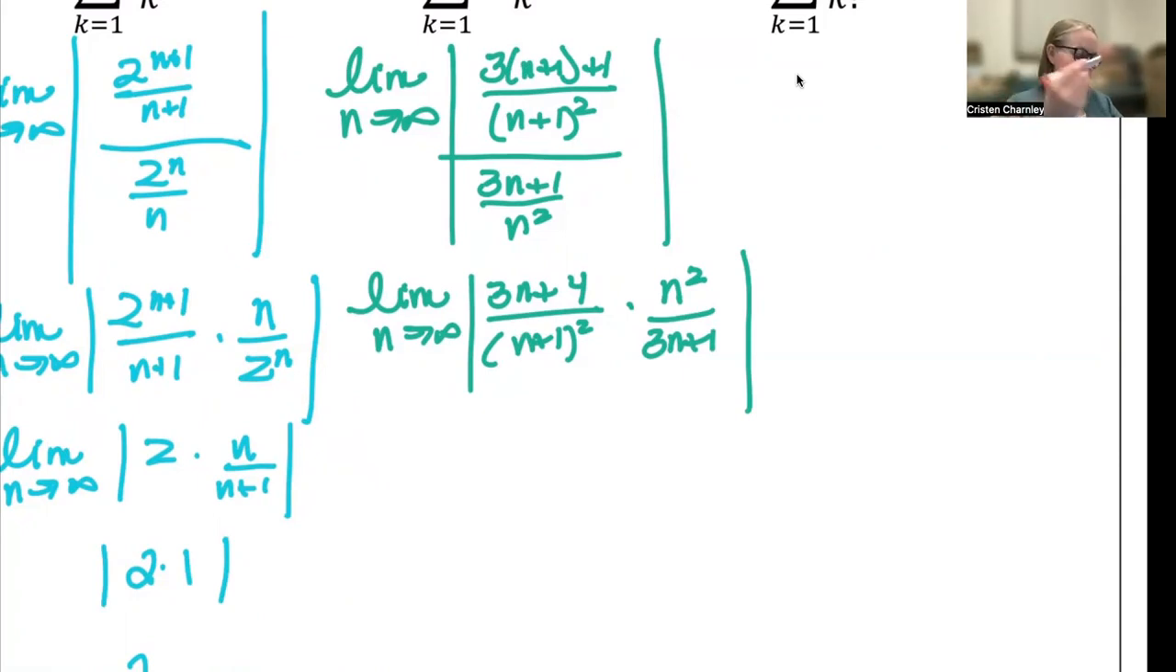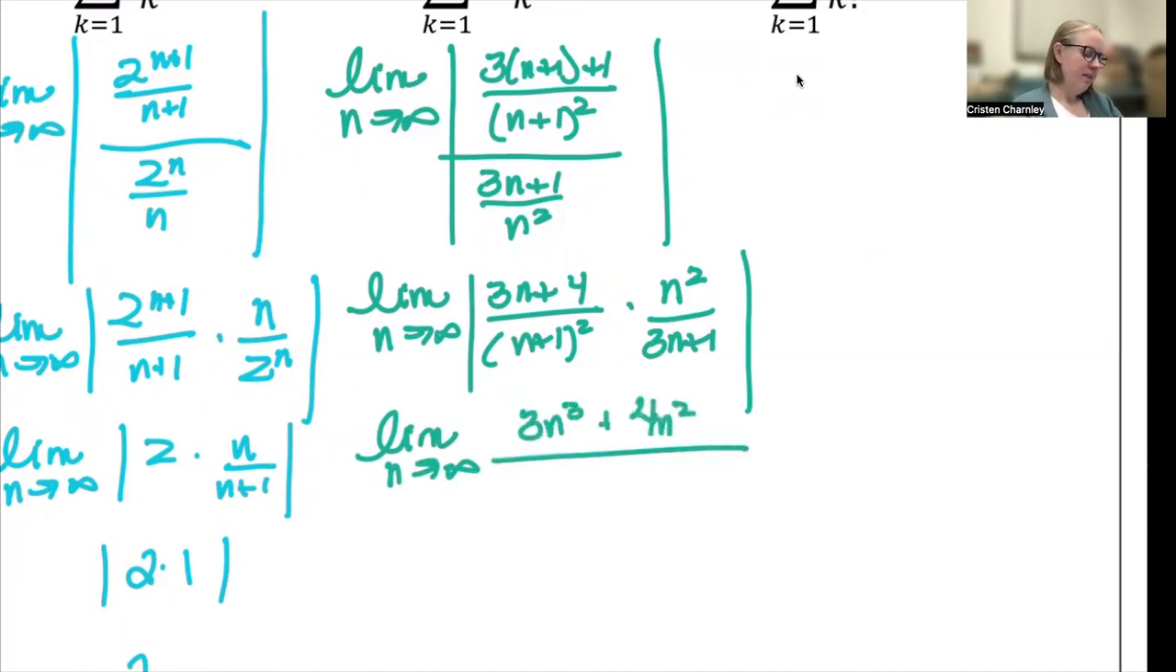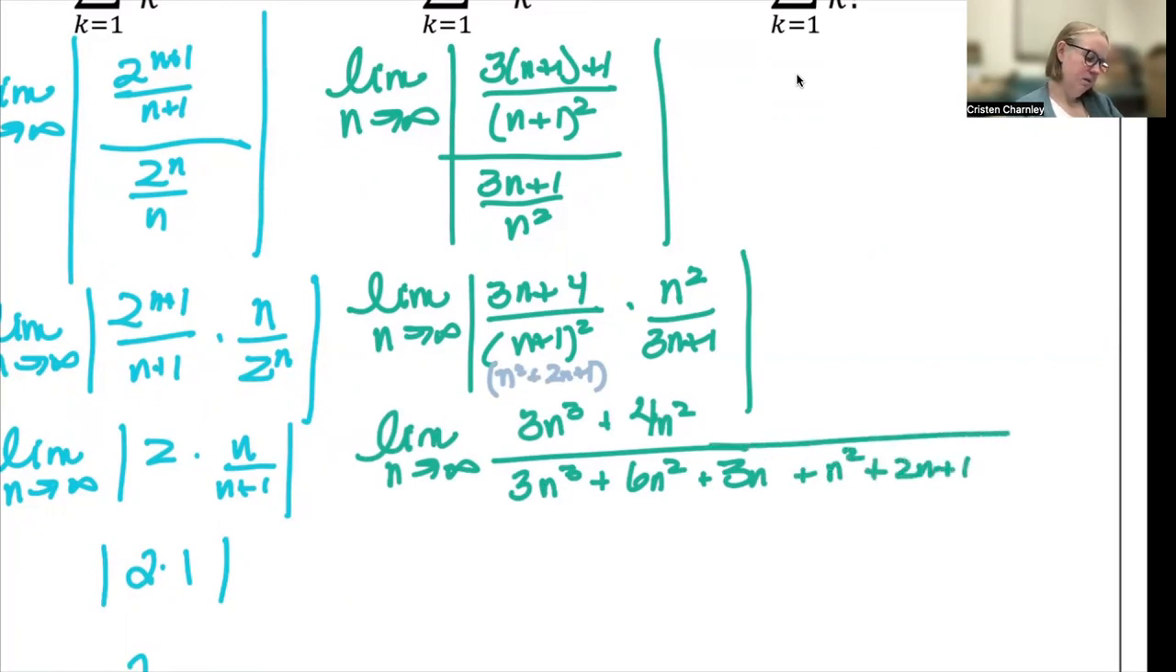What we want to look at are the highest powers. So this is the limit as n approaches infinity. This would be 3n cubed plus 4n squared. This bottom piece, if I FOIL this out, is n squared plus 2n plus 1. And if I multiply this together, I've got 3n cubed plus 6n squared plus 3n plus n squared plus 2n plus 1. All right.